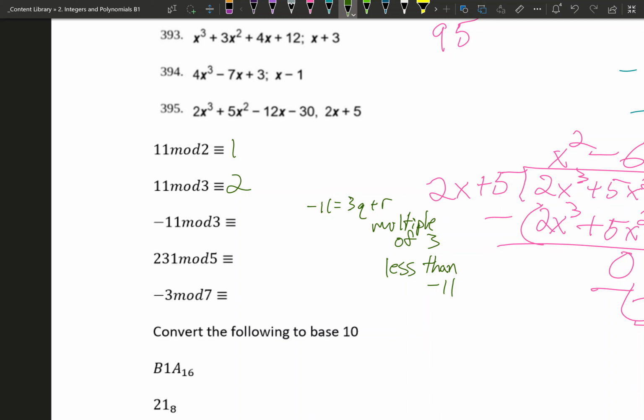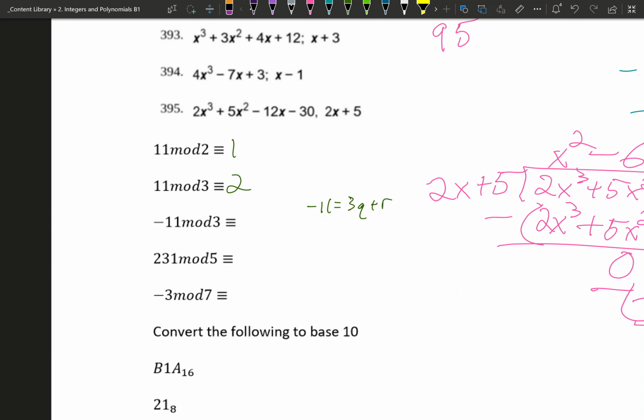And if it helps you to go through and look at something with positive integers, let's just say 14 divided by 3. Well, our multiple of 3 that's less than 14 is 12. It's going to work the same way with positive integers as well as the negative ones. So our multiple of 3 that's less than negative 11 is negative 12.